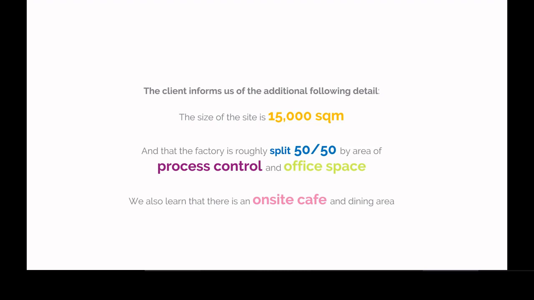So from an information perspective, we know that there's only 1 meter on site for each of the utilities. We know that it's 15,000 square meters, and we know how much energy they're spending on an average year. So that information alone is not enough, though, is it?